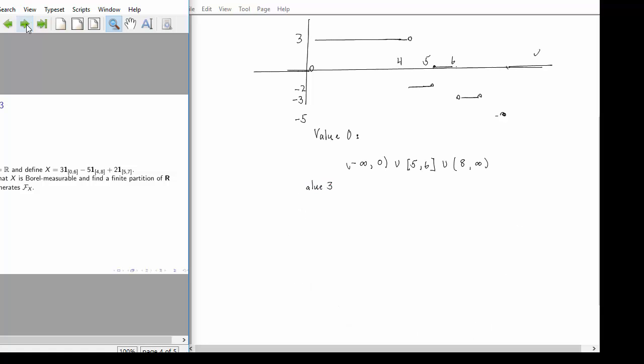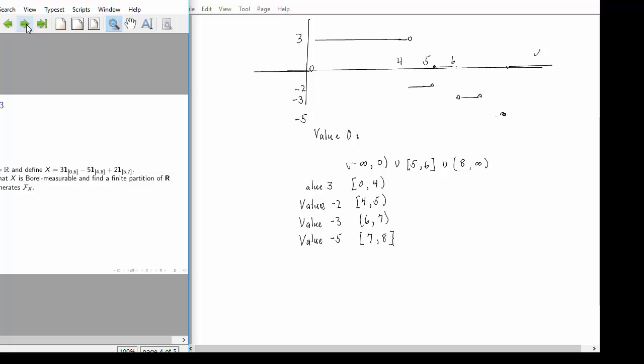The other ones are simpler. We get a value 3 from the interval from 0 to 4. We get a value of -2 for the interval from 4 to 5. We get a value of -3 for the open interval from 6 to 7. And finally, we get the value of -5 for the closed interval from 7 to 8.